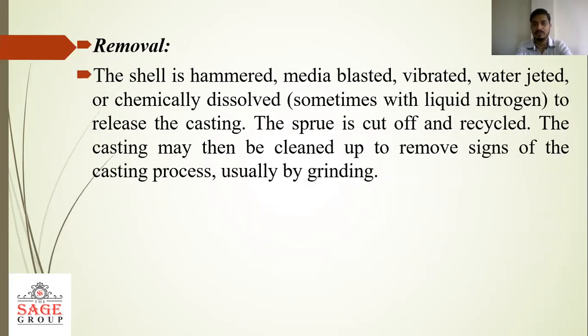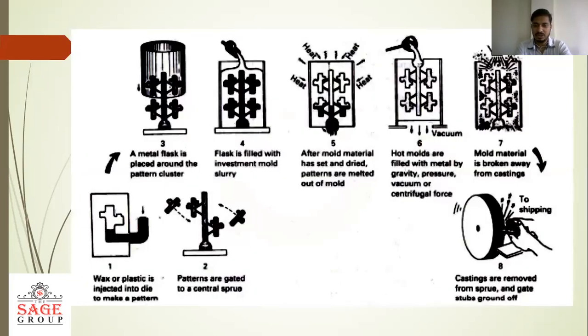Removal. In the removal process, the shell is hammered, media blasted, vibrated, water jetted, or chemically dissolved to release the casting. The sprue is cut off and recycled. The casting may then be cleaned up to remove signs of the casting process, usually by grinding. So these are all the complete 8 steps that can be used in investment casting.